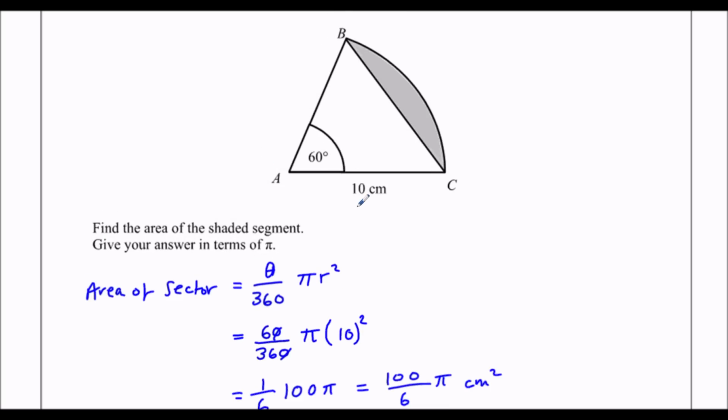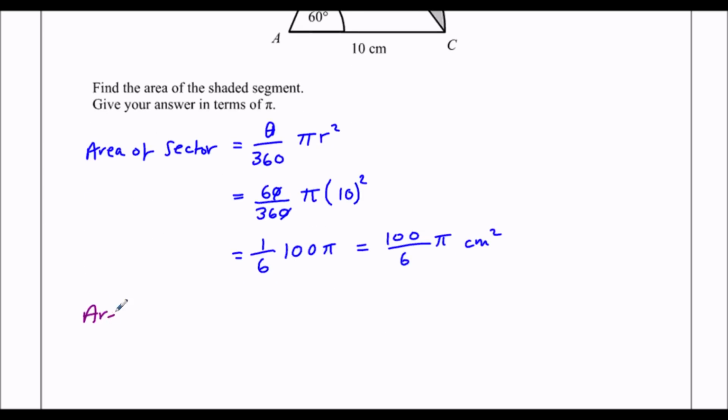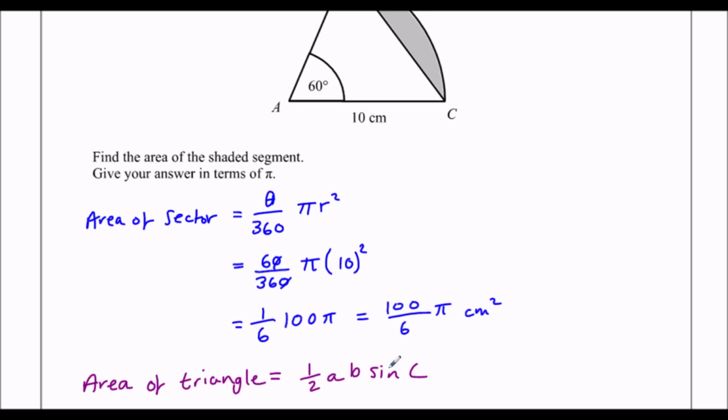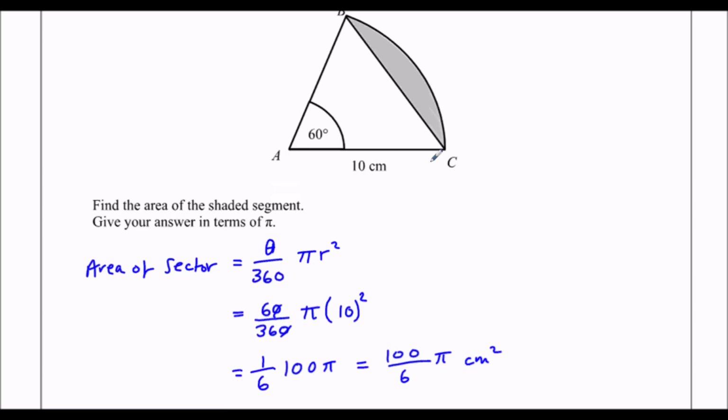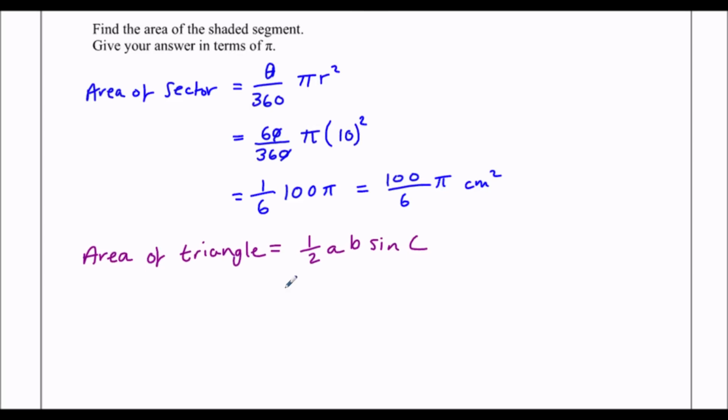That's the whole shape. Then we need to take away the area of a triangle. Now, this is the area of a triangle where we know the angle. We don't know the perpendicular height. So the area of the triangle is half ab sine C. That is in our formula page. So the area of the triangle is half ab sine C, where C is the angle, so C is 60, and a and b are the two sides next to the angle, and they're both 10, they're both radiuses. So it's half times 10 times 10 sine 60. Half times 10 is 5. 5 times 10 is 50. So it's 50 sine 60.